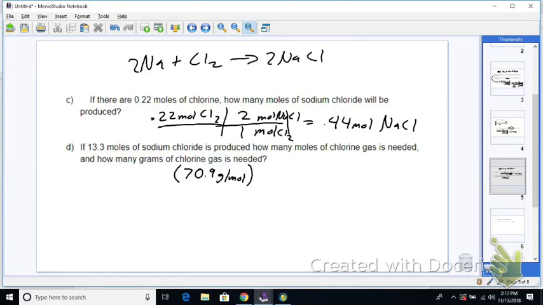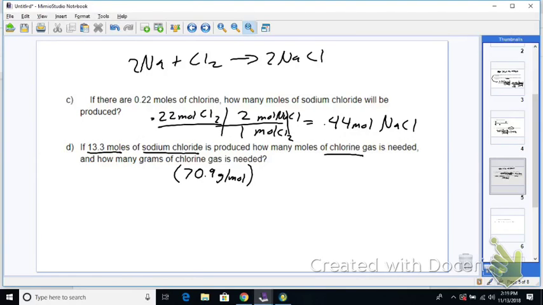Good. Now the next one that you're going to do, you're going to start out with 13.3 moles of sodium chloride, and you're going to go to moles of chlorine. So go ahead and do that one. Yeah, but these are just ratios. And you've dealt with ratios.